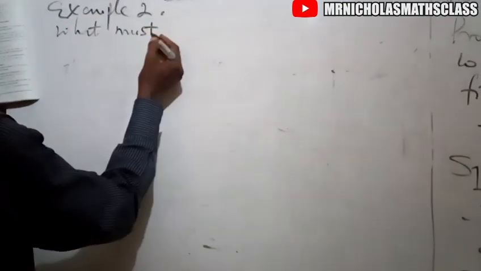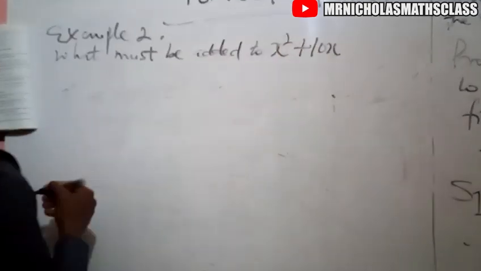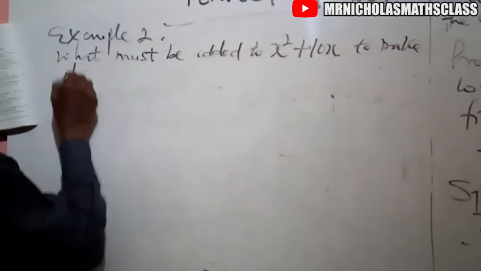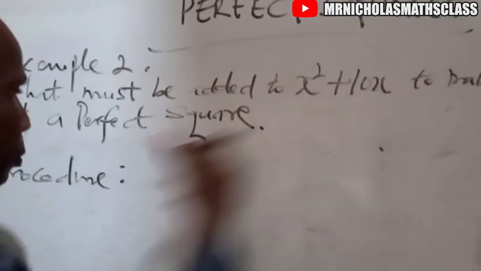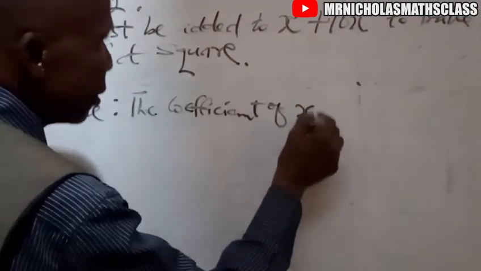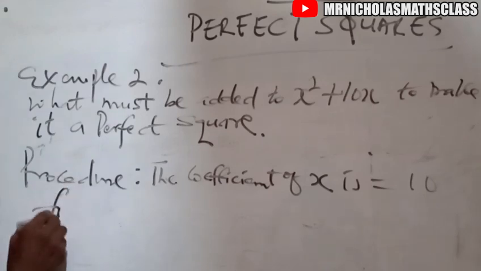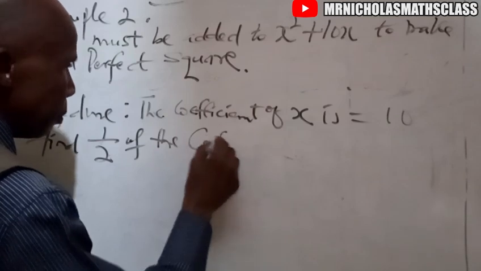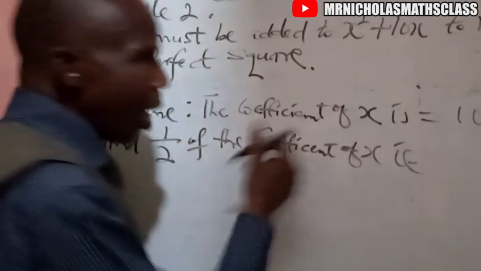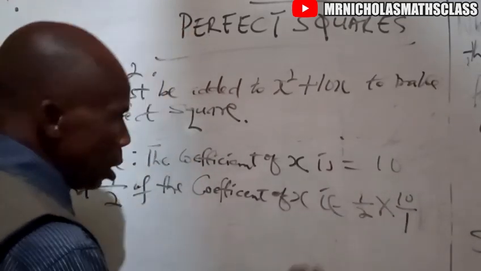Example 2. What must be added to s squared plus 10s to make it a perfect square? The procedure: we find the coefficient of s. The coefficient of s in this expression is equal to 10. Then find half of the coefficient of s, that is half times 10 over 1, because "of" means times. That will give us 5.